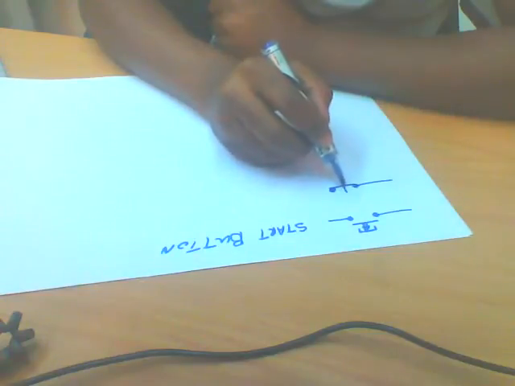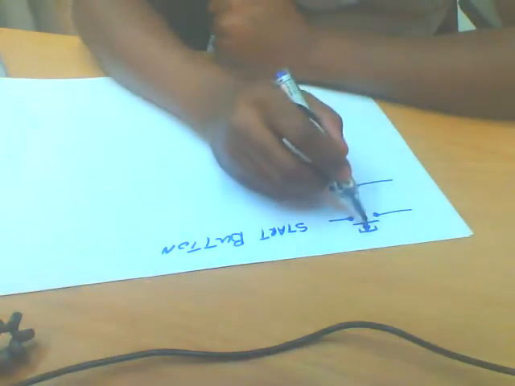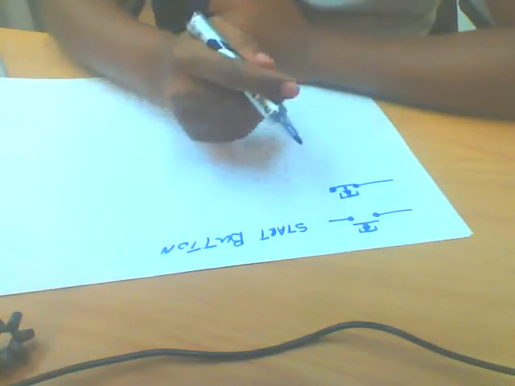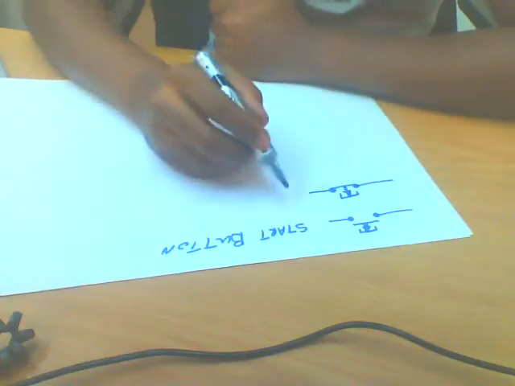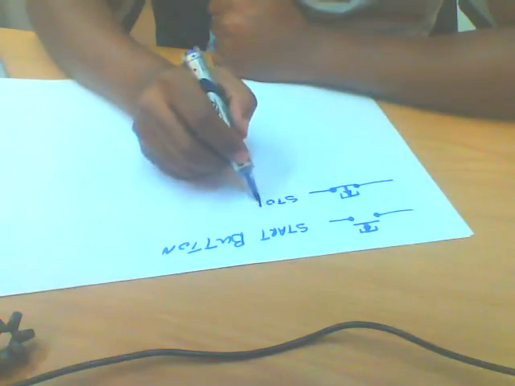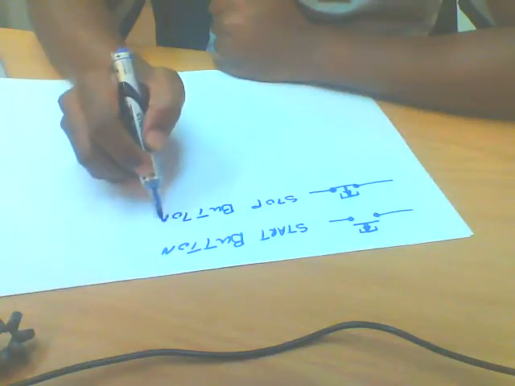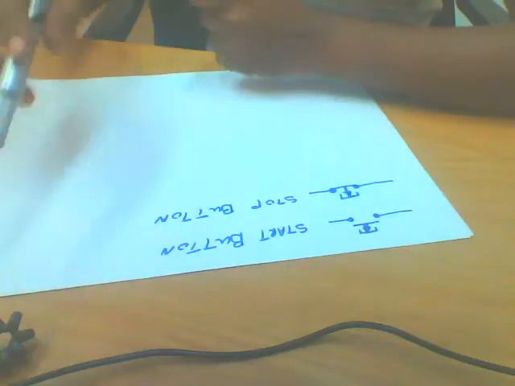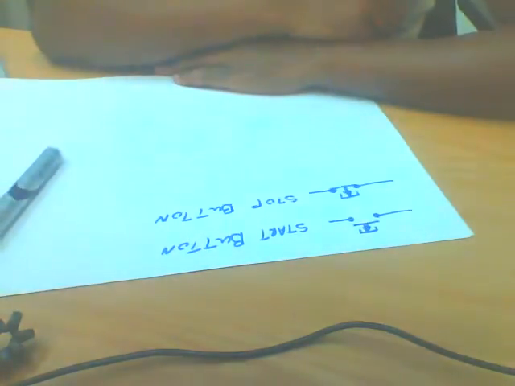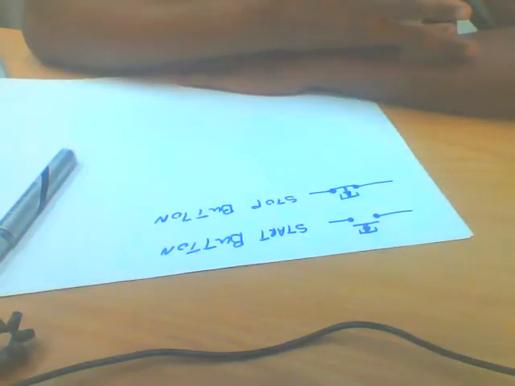This arrow here represents that it is spring loaded. Okay, that's what it is. So that is your stop button. Okay, what else? So you can use the start button to start a motor. You can use the stop button to stop a motor or anything.